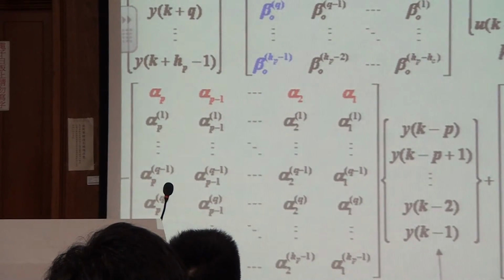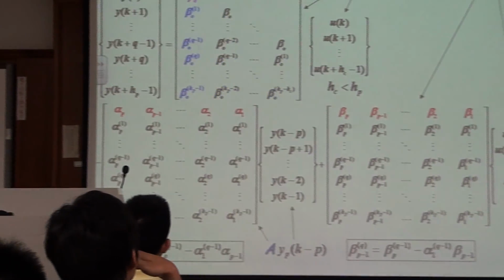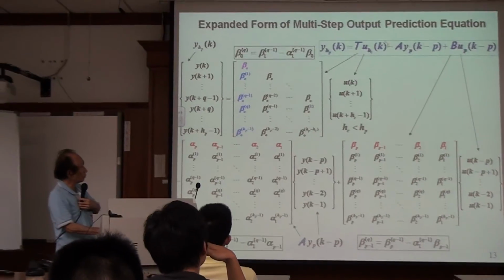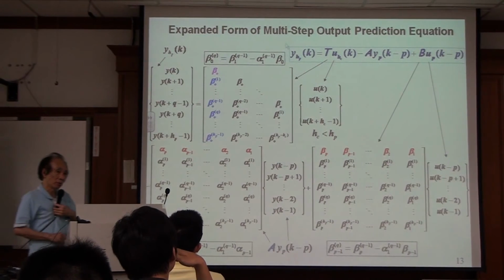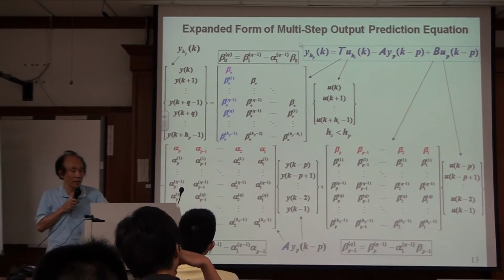All right? This is a matrix. That is a matrix. This is also a matrix. A we computed from the recursive formula. B we computed from the recursive formula. And that's my past input, that's my past output. I don't know my future input. I don't know my future output. But they do have a relation on that.